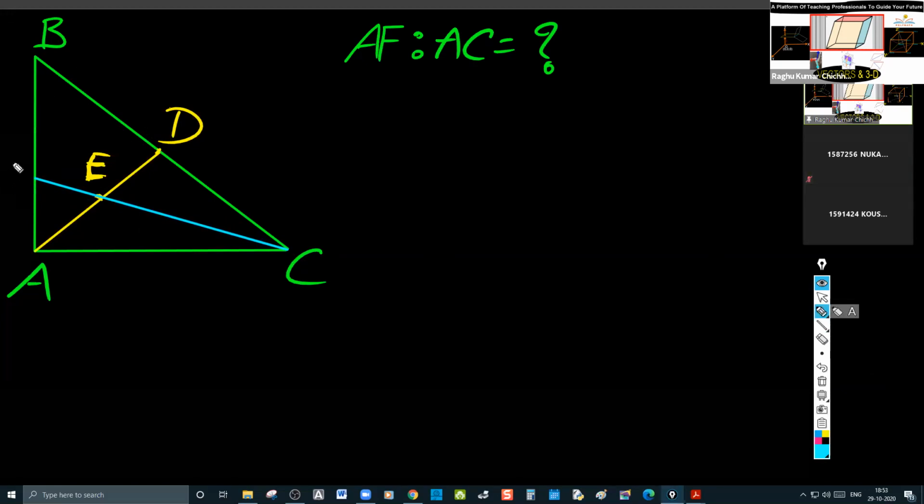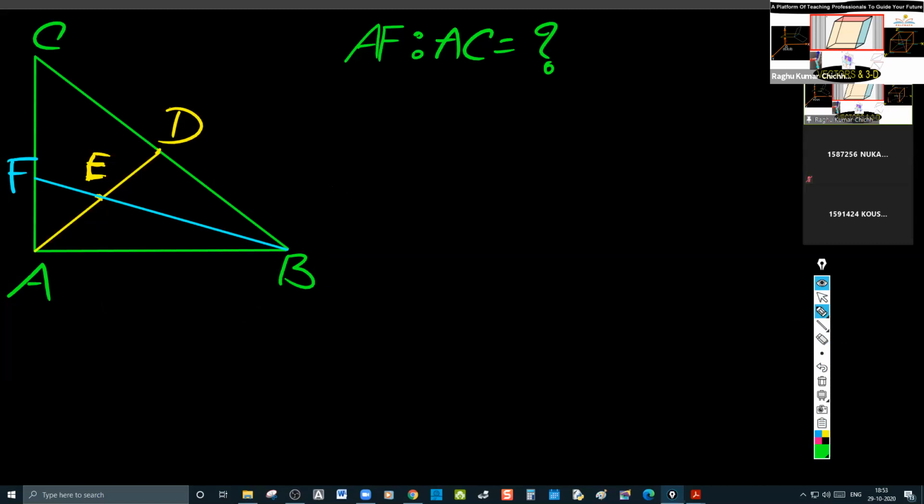Now it is clear. What is to be found out there? I wrote the question mark here. AF is to AC, no? AF is to AC. Let us interchange this. Yeah, I'm making it B. This is C. This is B, this is C. Is there any lag in my writing? No. It's clear, no? Not like previous class.